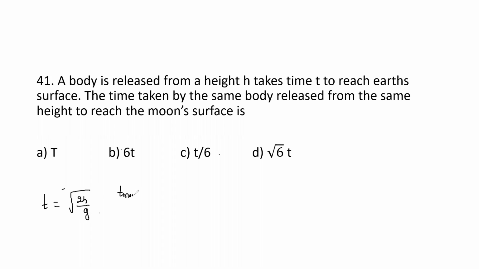So here T of moon divided by T of earth is equal to root of g of earth divided by g of moon, which is equal to root of 6. Therefore, we can write T of moon is equal to root 6 times T of earth. That is root 6 into T. Option D is the correct option here.